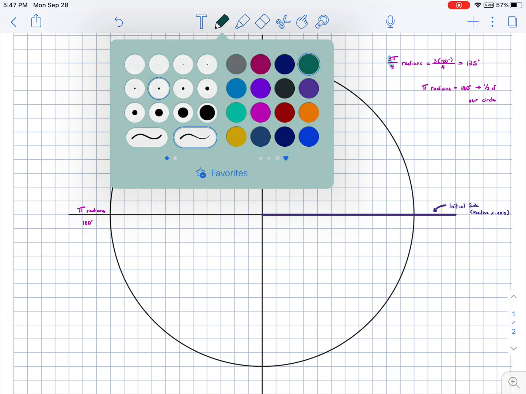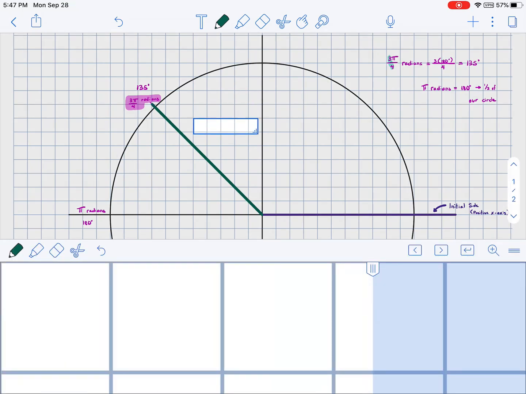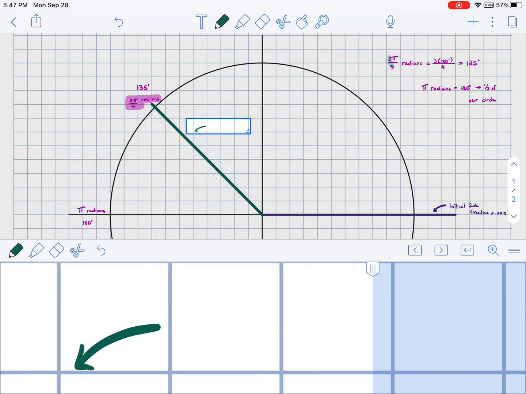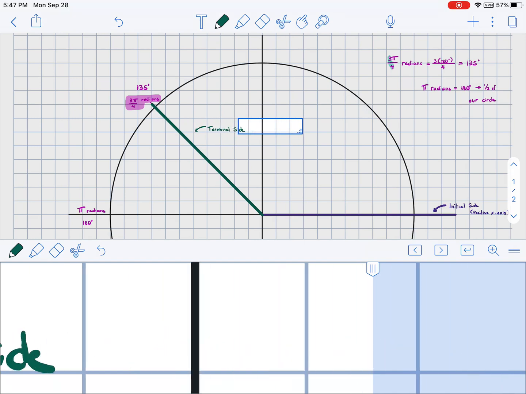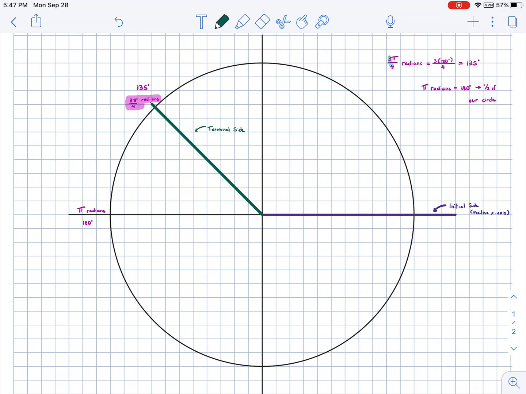And why don't I get another extra vocab word out there while this is out here? So this, I want to add a little vocab there. I would call this the terminal side of my angle. Okay.